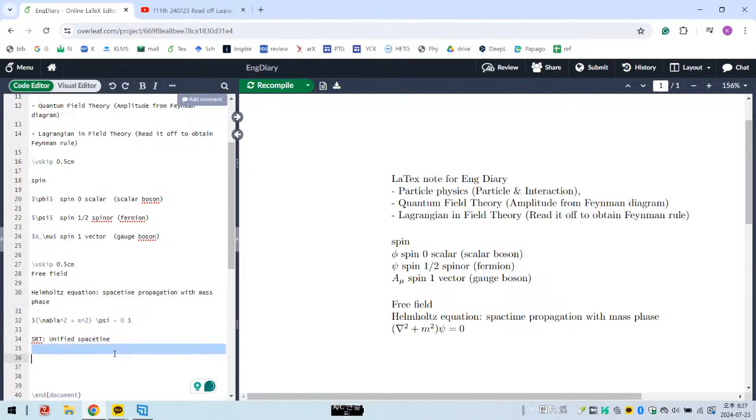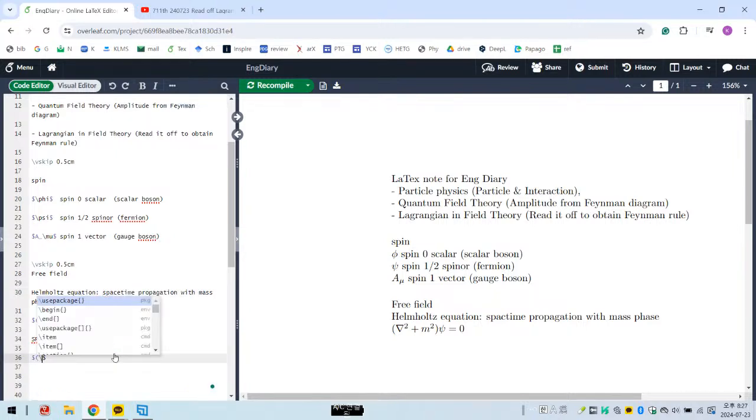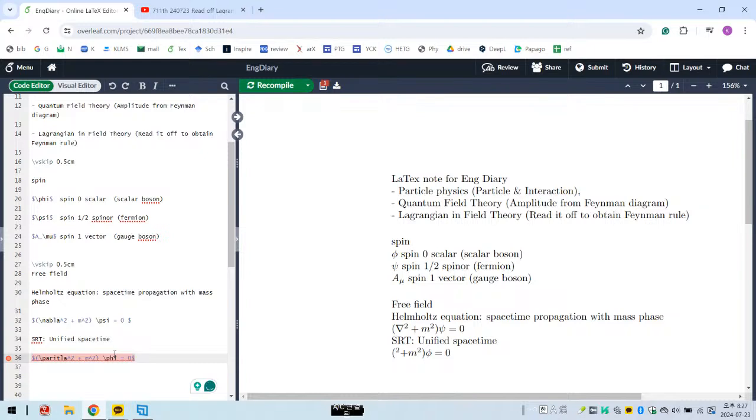So it becomes partial squared plus m squared, where these partials mean the space-time derivatives, also called the d'Alembert operator. It contains the space derivatives and time derivative, and it is called the Klein-Gordon equation. So all the free fields, whatever spin 0, spin 1, or spin 1, are satisfied by this equation, a space-time form of the Helmholtz equation.